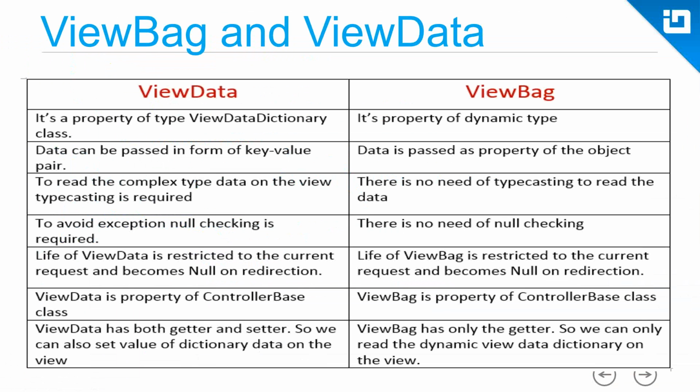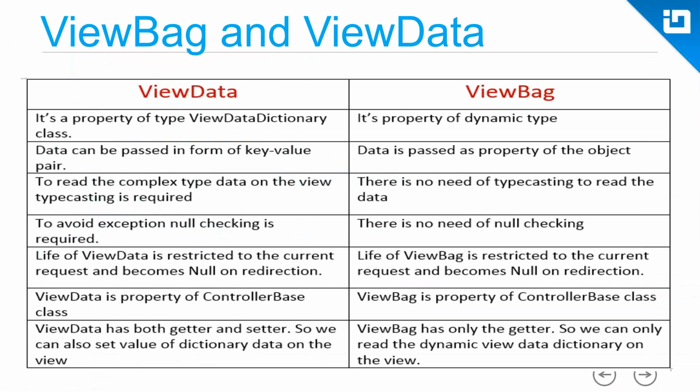So these are the basic differences between ViewData and ViewBag. ViewData is a type of ViewDataDictionary class, whereas ViewBag is a dynamic type. Data can be passed in the form of key-value pairs in ViewData. In ViewBag, data is passed in terms of property objects. In ViewData, to avoid exceptions, you have to do null checking. In ViewBag, you don't have to do the null checking.